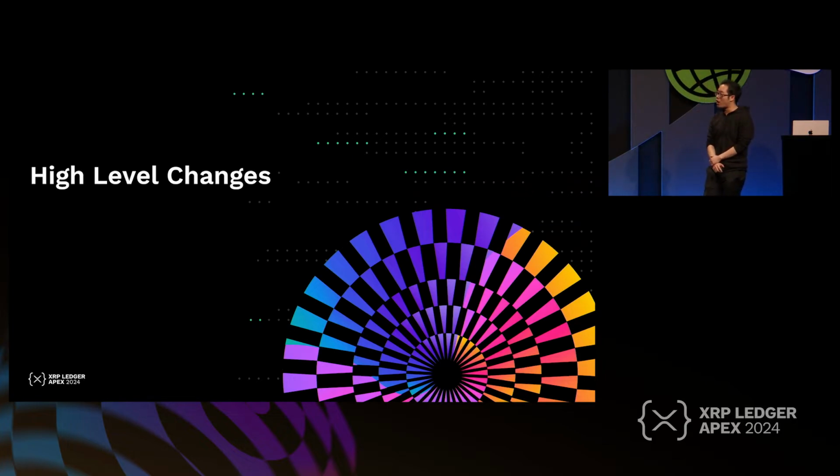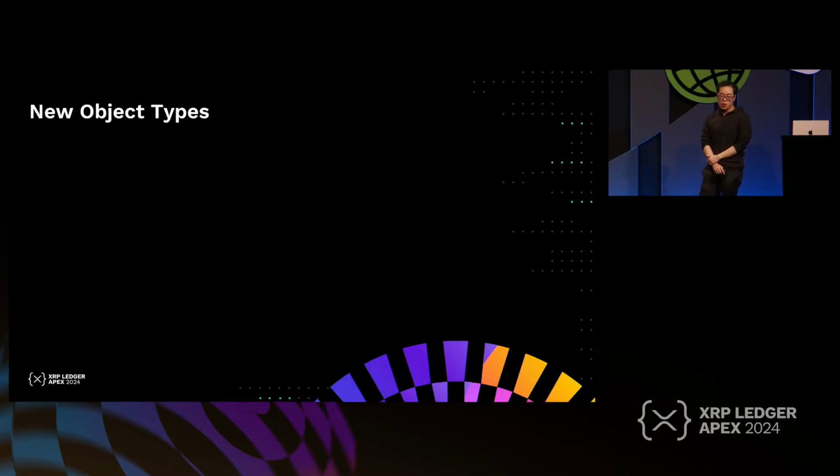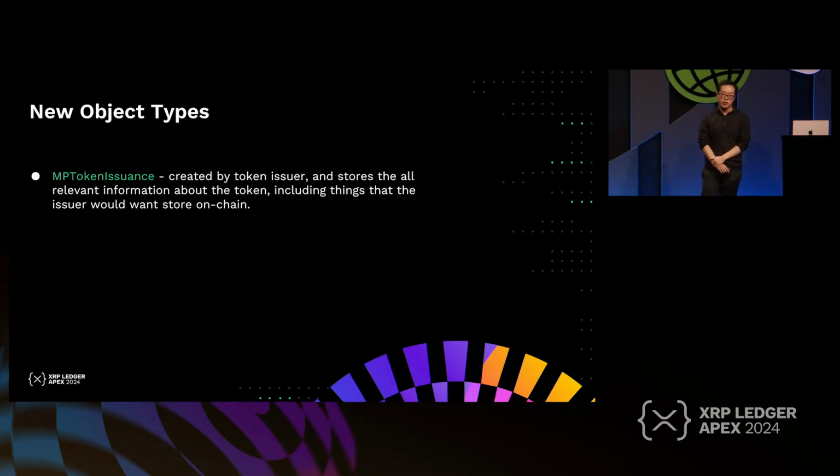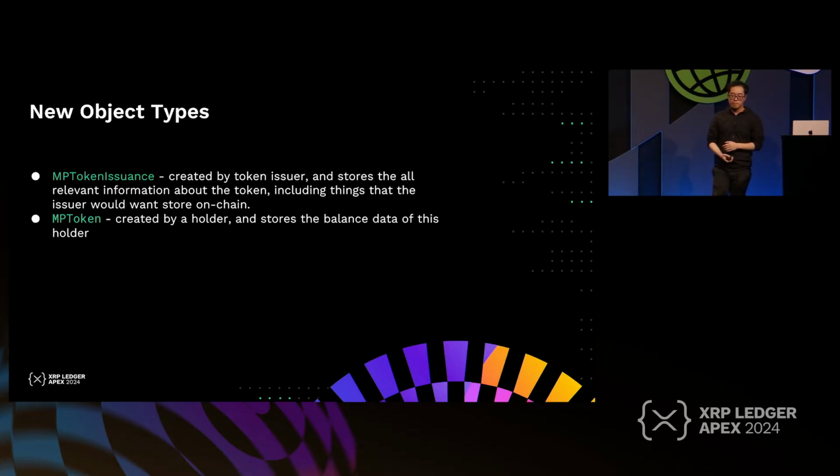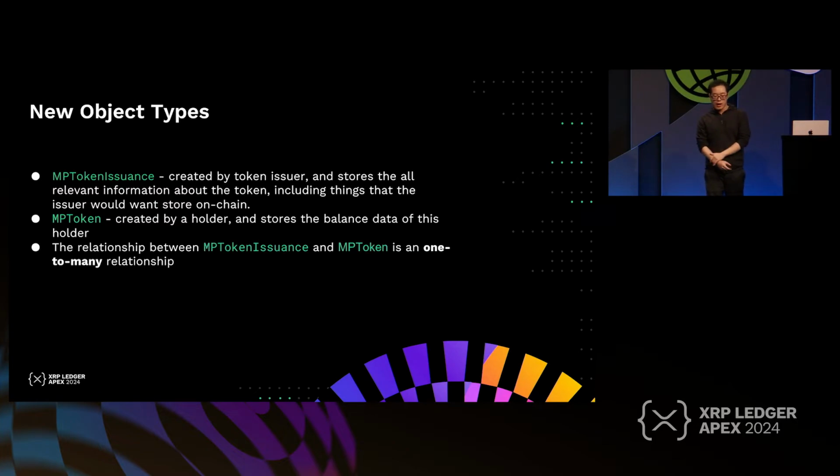So now let's dig into how MPT is implemented from a high level. We introduced two new object types. The first one is called MP token issuance, which is the object created by the issuer of the token, and it's a single object that can store the information of the issued token. The second object is MP token, which is created by a holder account and stores the balance of that particular holder. The relationship between MP token issuance and MP token is a one-to-many relationship.